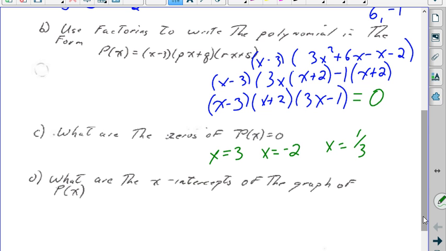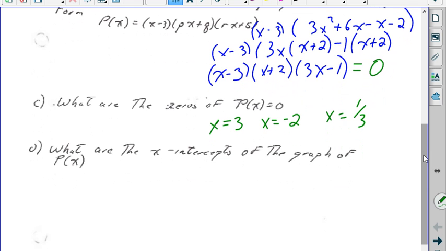So we've taken it from a general form to a factored form, and then if I plug in 3 here, it's going to be 0 times something times something. That's 0. If I plug in negative 2, it'll be something times 0 times something. So again, if I ask you for the zeros, you're going to have to factor and find what makes the factors within this guy 0.